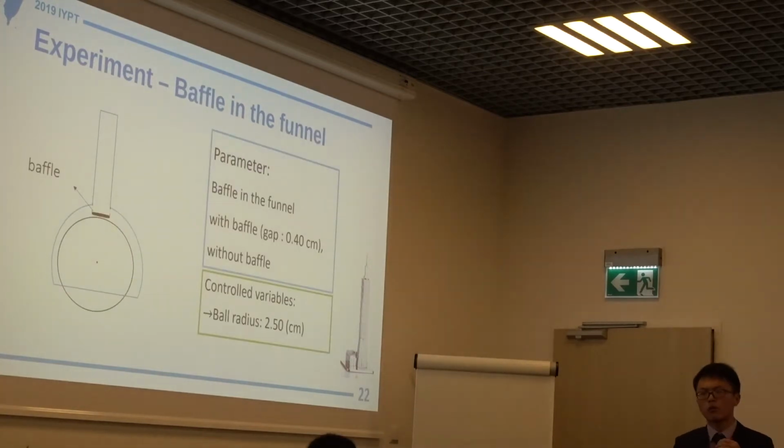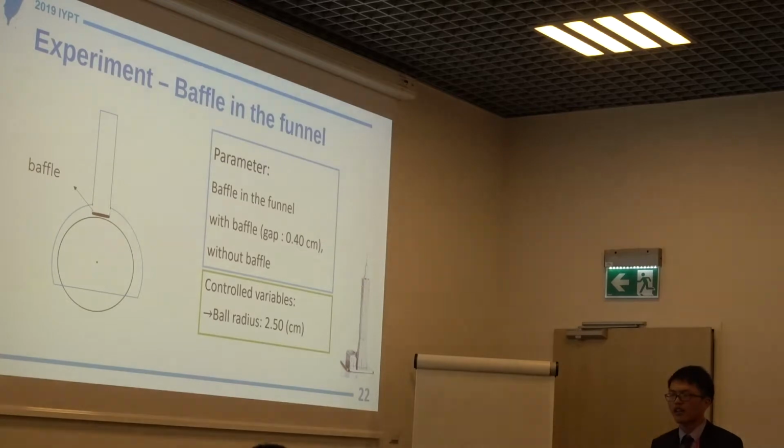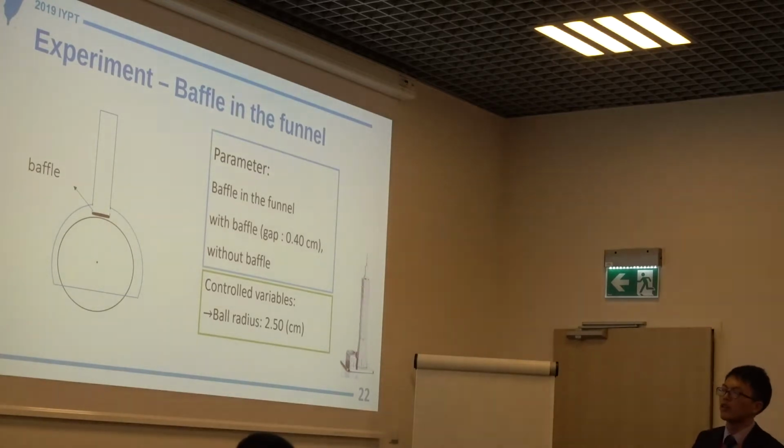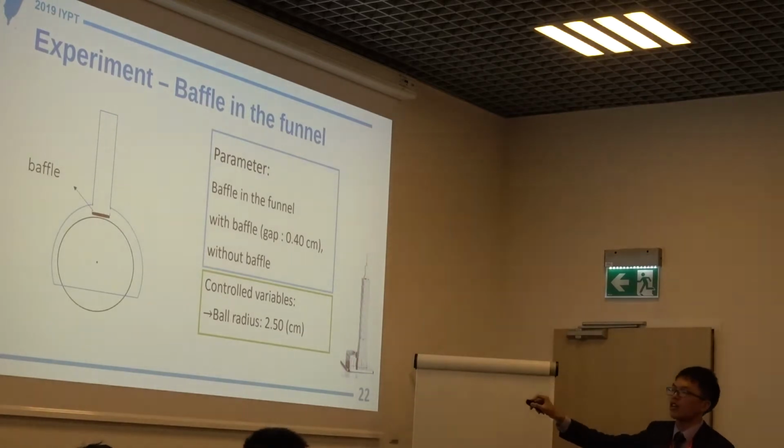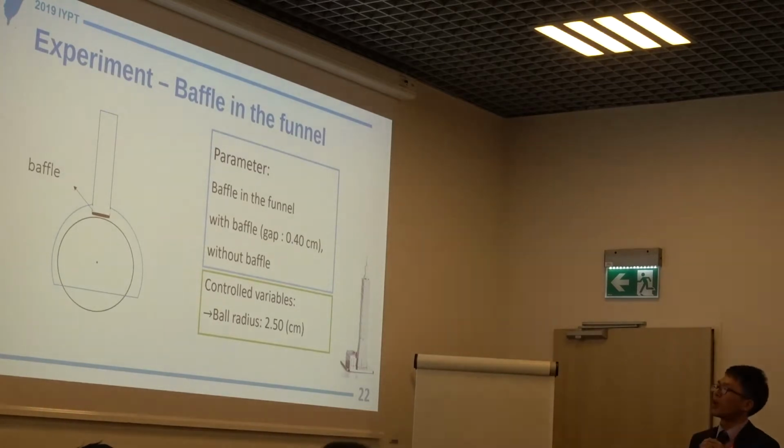In our previous experiment, we talked about the impact forces acting on the ball. So here we're adding a baffle inside the funnel. The baffle is a plastic piece so that the airflow cannot just hit the ball, but can go through from the side of it. In this experiment, we're comparing the result with and without the baffle, using the same ball.